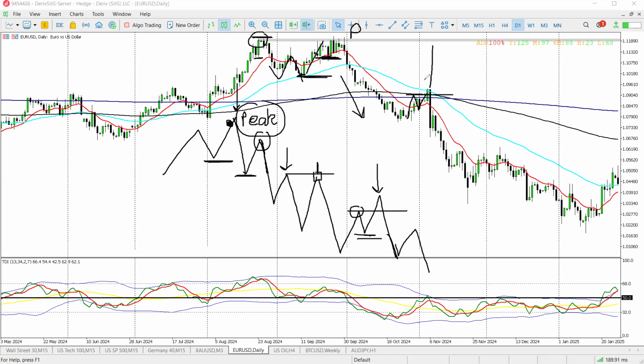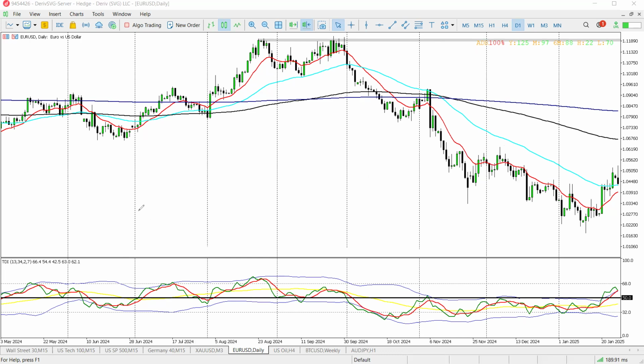So this scenario here is just a variation. Then we create another lower high here, another lower high here. What do we have here? Another scenario. So always in a downtrend, you're always trying to look for these liquidity sweeps. Okay, so that's a downtrend. In an uptrend, it's simply the opposite.